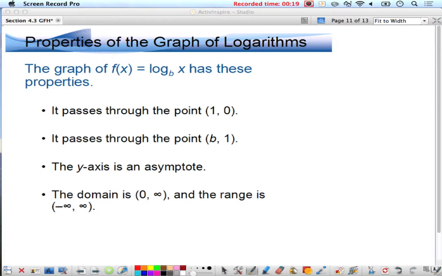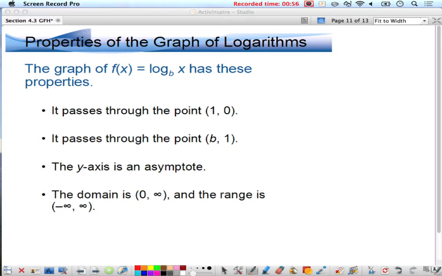And this is just the parent graph. No shifting, just a very basic graph, as long as the base is positive and not equal to 1. So b has to be positive, not equal to 1. It will always pass through the point (1, 0), which is interesting because the exponential y equals b to the x passes through the point (0, 1). The logarithmic graph will also pass through the point (b, 1), whereas the exponential graph passes through (1, b).